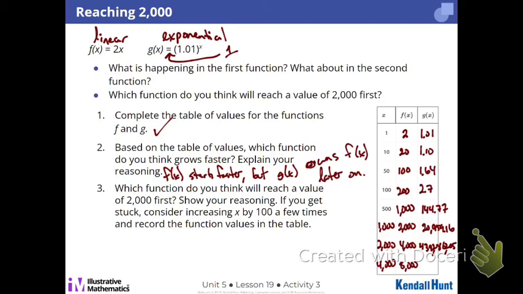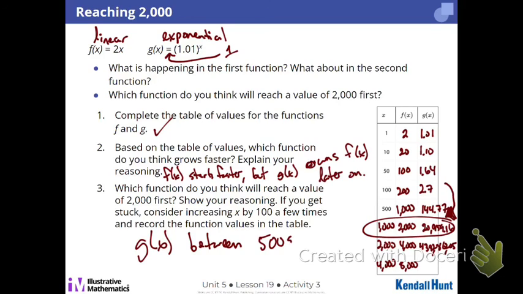Which function do you think will reach 2,000 first? Definitely g. Yeah, we have some data. We got right there, right? That's 2,000. That means g of x is going to happen to be 2,000 somewhere right in here, right? You guys seeing that? So g of x, between the input of 500 and 1,000, right in between there. It's going to happen in there somewhere.